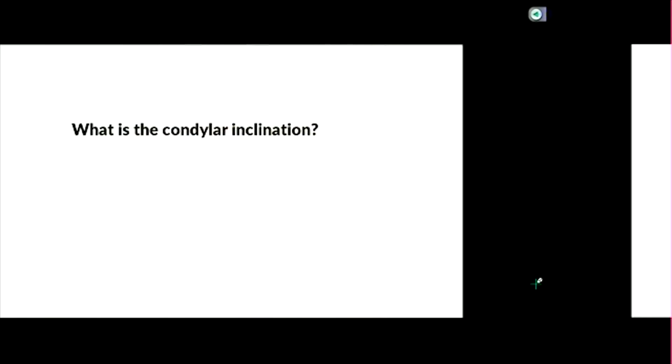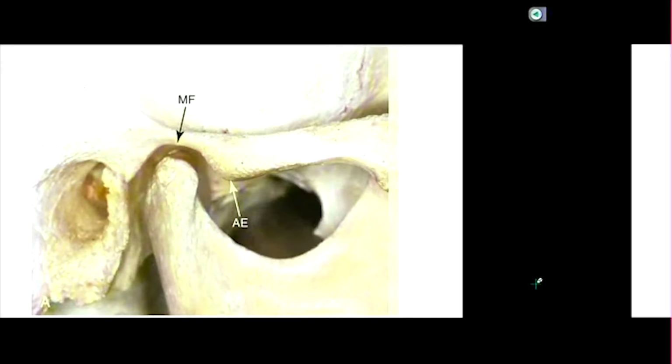What is condylar inclination? If we look at our condyle, it's a ball in a socket. So not only does the condyle rotate, but it can translate. Translate means it moves from that hinge axis position. As it translates, what guides that ball in terms of what direction it should go in?